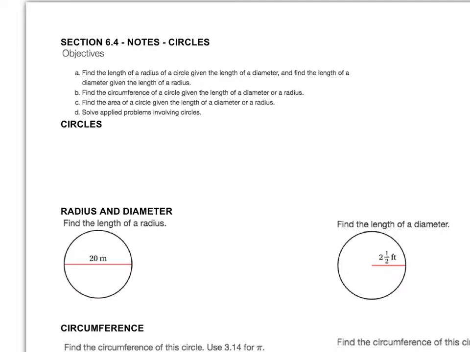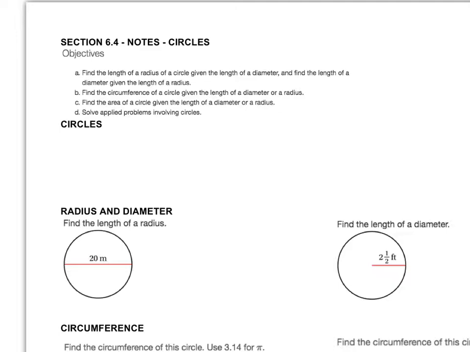What we want to do is we want to be able to find either the length of the radius given the diameter, or find the diameter given the length of the radius. We want to be able to calculate the circumference of a circle, we want to find the area of a circle, and we want to solve application problems.